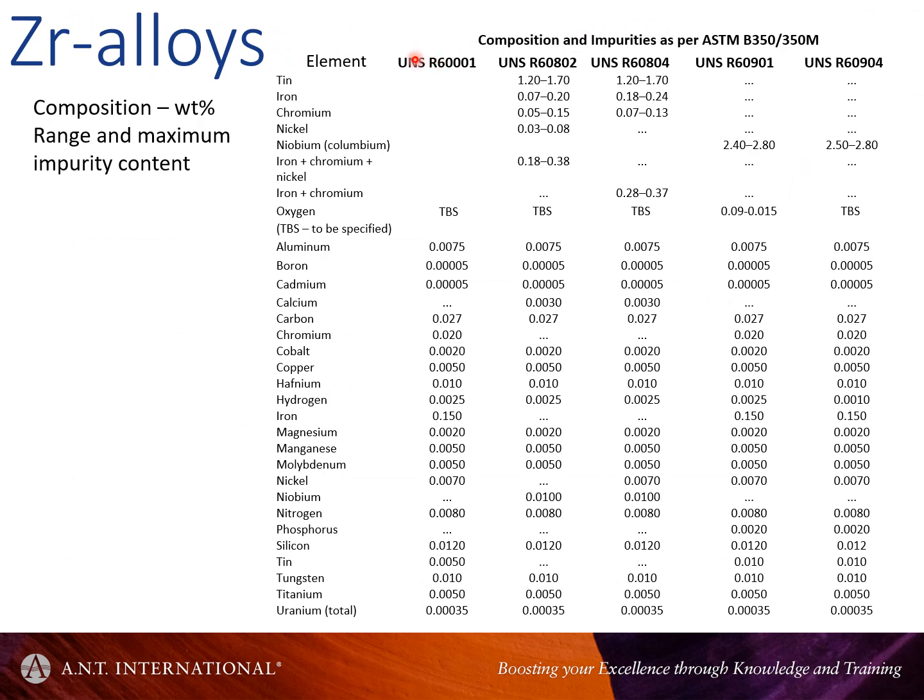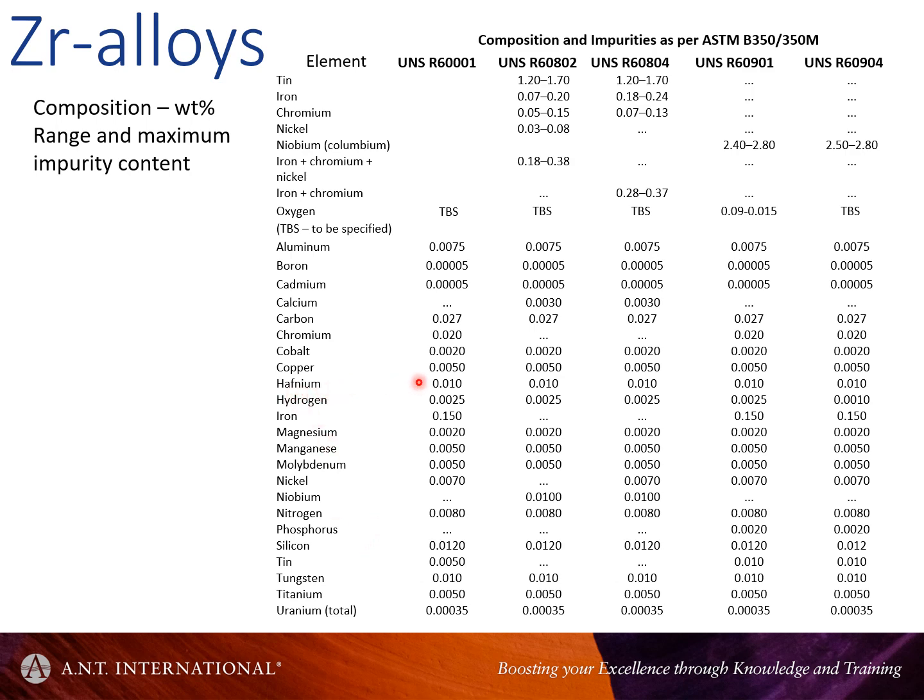Although you can specify the main alloying additions, and as I said, you typically don't want a high level of alloying to minimize the neutron absorption. But what's important is that one also specifies what the maximum impurity level is in the zirconium alloys. And this is particularly important when it comes to hafnium.